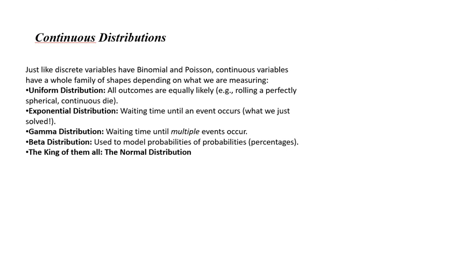Hi everyone, so just like we saw with the discrete random variables like binomial, Poisson, etc., you have to know that continuous variables also have a whole family of shapes depending on what we are measuring. We have the uniform distribution, for example, we have exponential, gamma, beta, and the most famous here is the normal distribution. In this video we focus on the normal distribution.